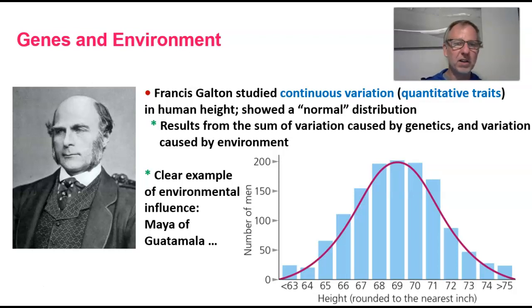One good clear example that's talked about in your textbook is the Maya people of Guatemala. They're generally known for being short, and it was once thought that that was completely caused by genetics. They had unique genetics, but in fact there are environmental influences, nutritional sorts of variation, that cause them to typically have a shorter stature. So Galton is one who studied variation in humans, variation that shows a continuous pattern and is caused by the interaction of genetics and the environment.